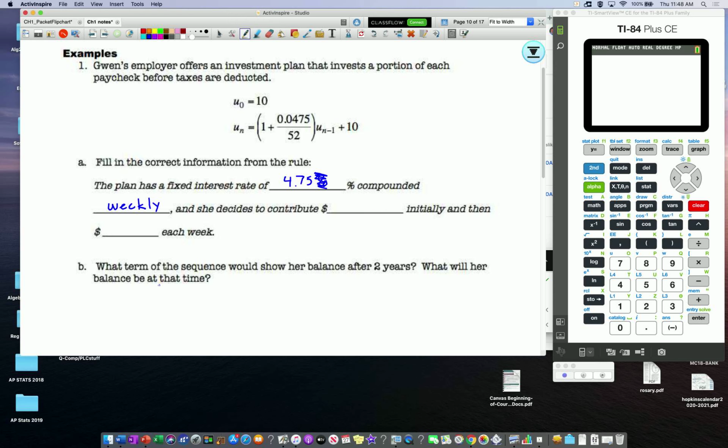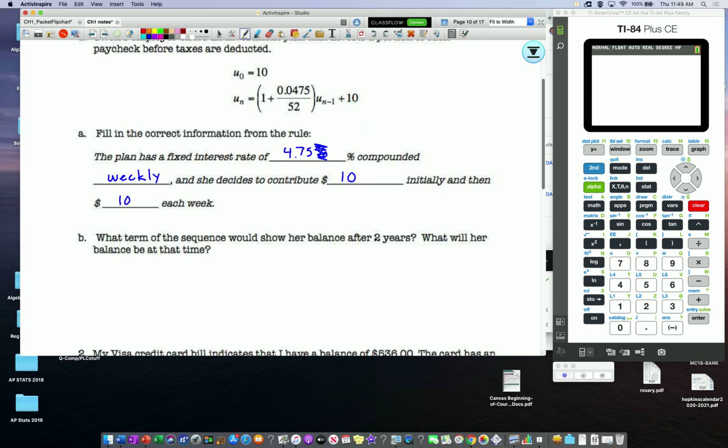Then she decides to contribute, so her adding amount, she decides to add $10 initially. Initially is the starting amount. And then she also adds $10 a week. So this is the initial amount, and this is how much she adds each and every week. Kind of interesting, she starts with $10 and adds $10, so those are the same.